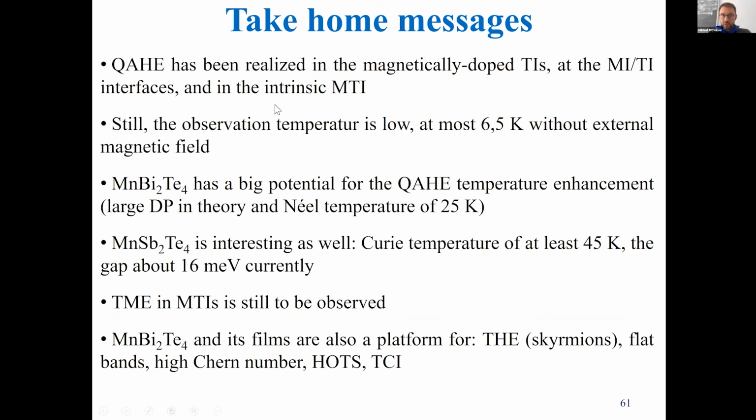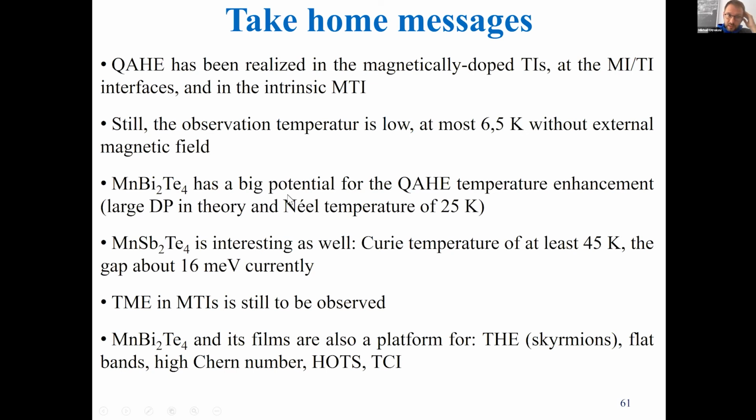Quantum anomalous Hall effect is a fundamental and practically important effect, especially if it is observed at higher temperatures. Presently it is realized in magnetically doped TIs, MI-TI interfaces, and intrinsic MTIs like MBT. Also, it is observed in twisted bilayer graphene, but I have not included it here. Still, the observation temperature is low, at most 6.5 K without external magnetic field.